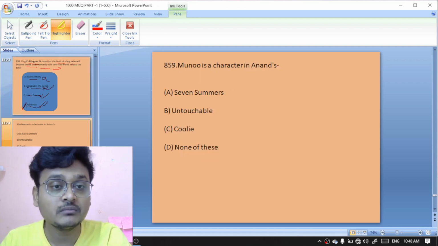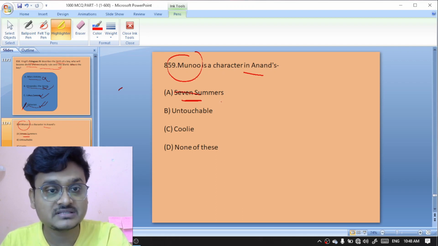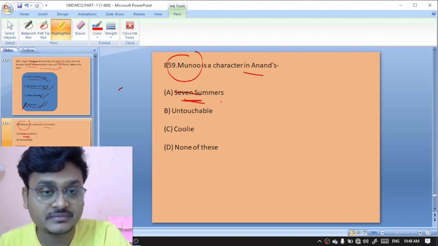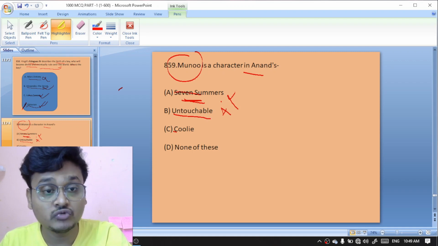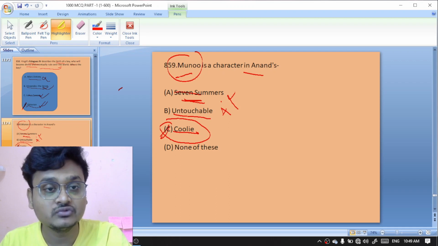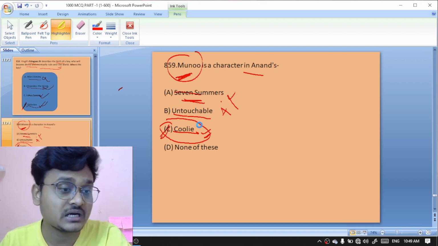Moving to the next question: Muno, the famous character Muno. Muno is a character in Mulk Raj Anand's Seven Summers. This is an unknown, rare work by Mulk Raj Anand. Seven Summers? No. Untouchable? In Untouchable there are Bakha and Lakha affairs. Coolie. So here Coolie is the right option. In Coolie we find the character Muno. Muno appears in the novel Coolie, written by Mulk Raj Anand.